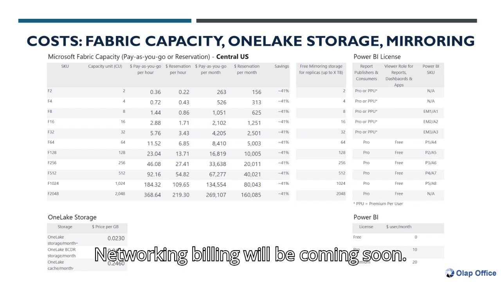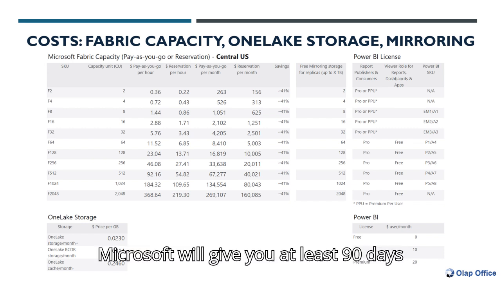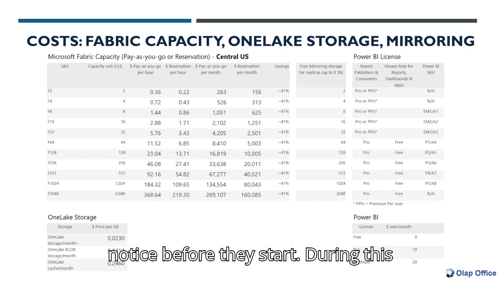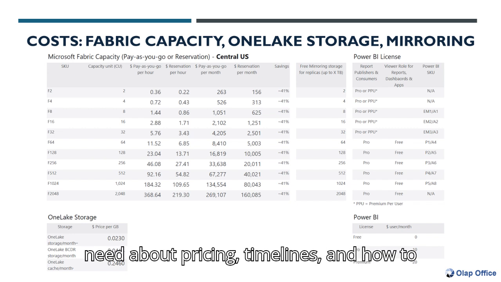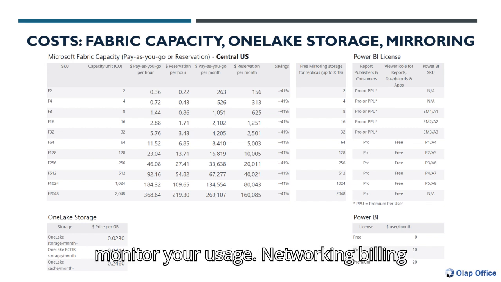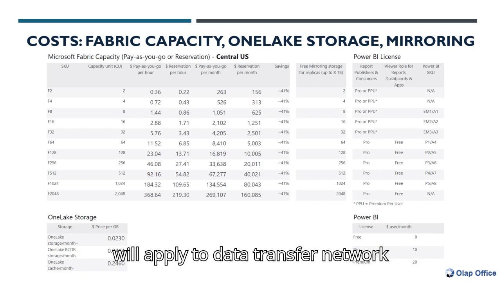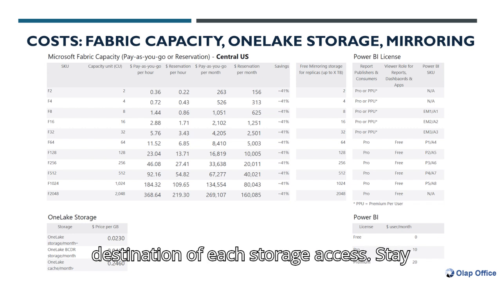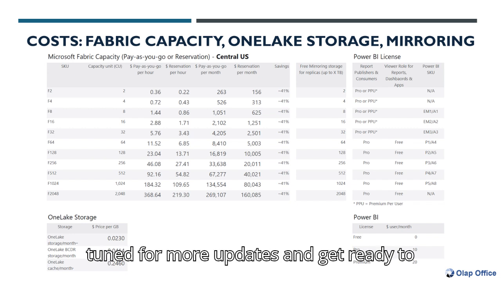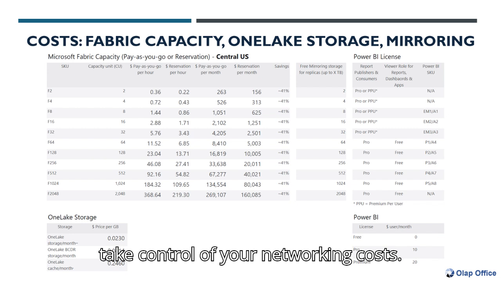Networking billing will be coming soon. Microsoft will give you at least 90 days notice before they start. During this time, they'll provide all the details you need about pricing, timelines, and how to monitor your usage. Networking billing will apply to data transfer network charges based on the source and destination of each storage access. Stay tuned for more updates and get ready to take control of your networking costs.